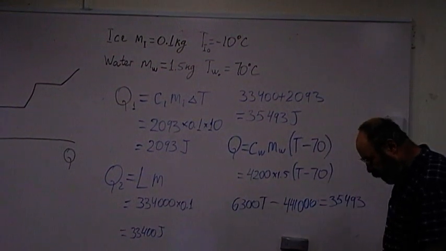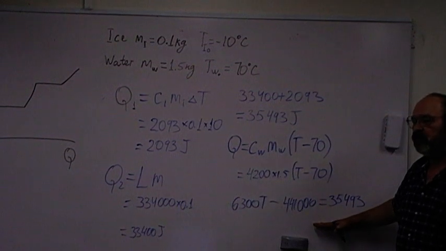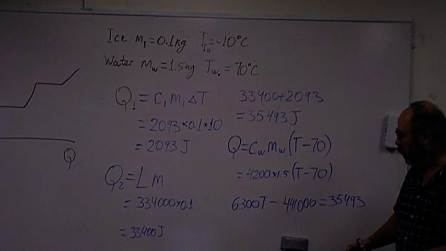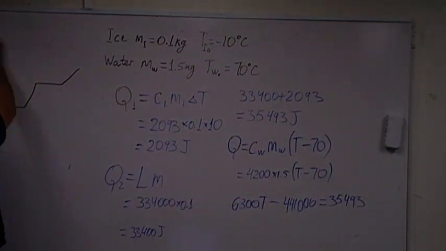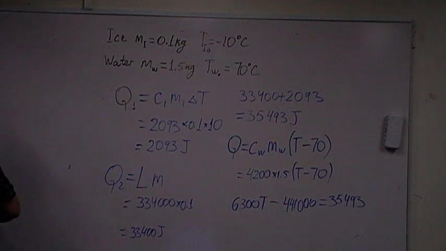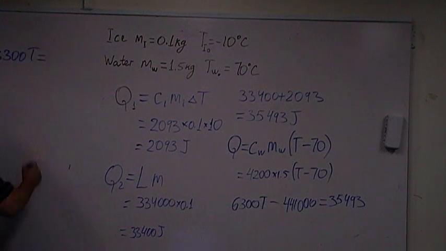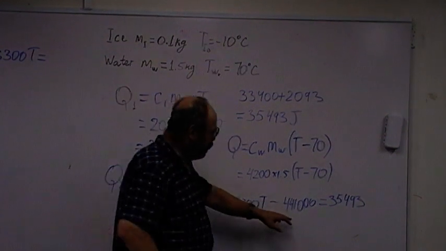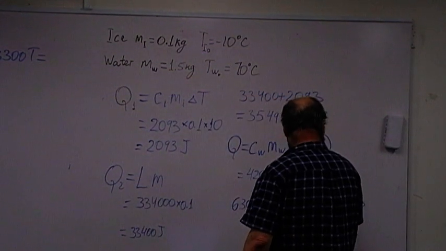Now, does this make sense? How we get to here? Now let's find what will be the temperature of the water. So we rearrange it. We have 6,300 T equal. We add this, so 476,000.